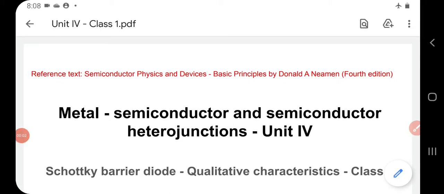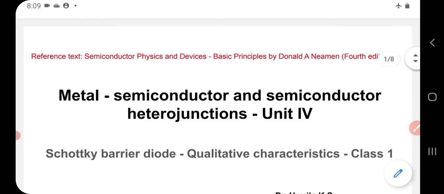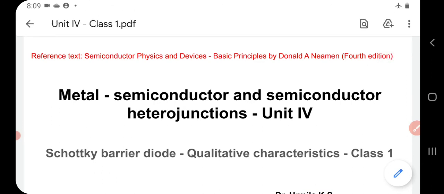Good morning. This is Unit 4 of your paper Microelectronics and Semiconductor Devices. In that, Unit 4 is Metal Semiconductor and Semiconductor Heterojunctions. So, the first topic in that unit is about Schottky barrier diode and qualitative characteristics.